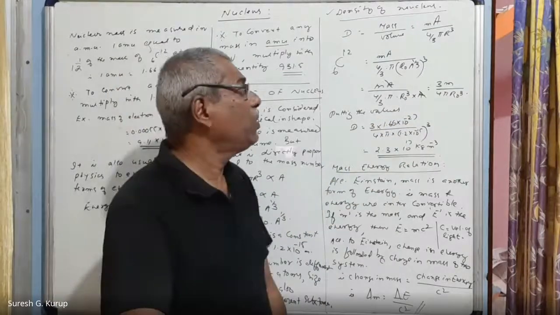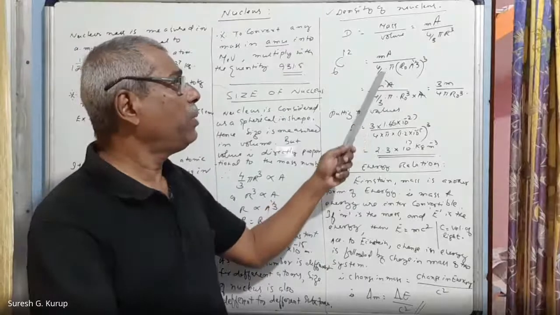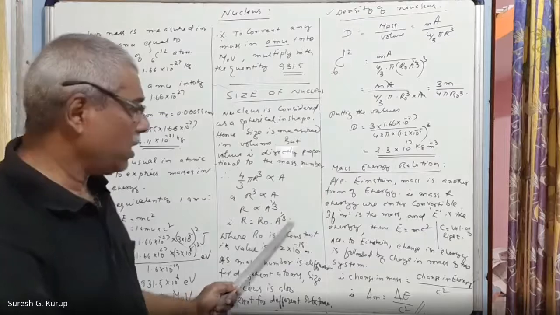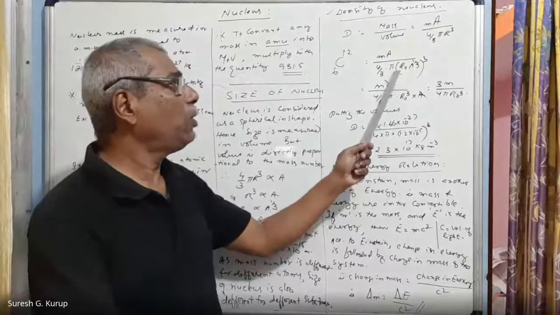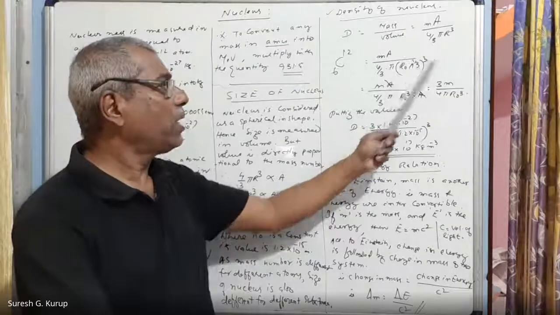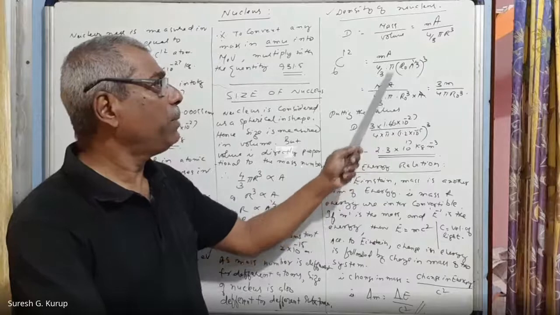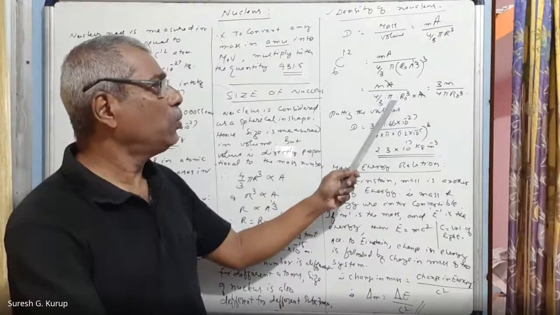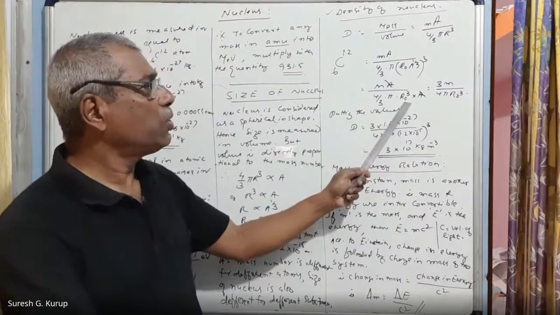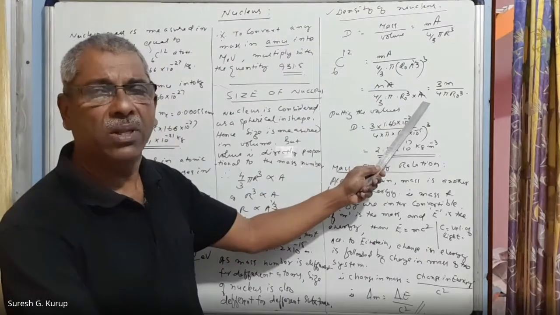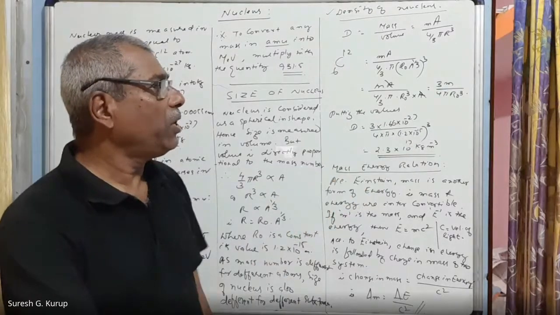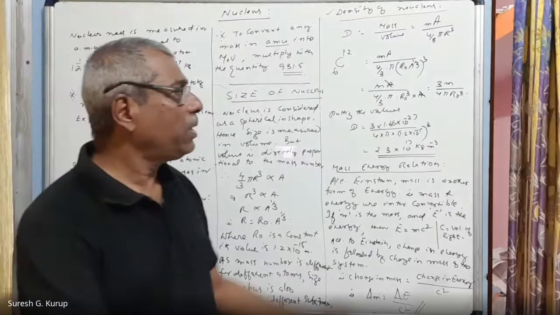Mass per unit volume is equal to MA divided by 4 by 3 pi R cube. Everybody knows that R is equal to R0 into A raised to 1 by 3. Therefore, 4 by 3 pi into R0 A raised to 1 by 3, the whole cube. When the bracket is removed, the power is distributed. You will get R0 cube into A raised to 1 by 3 the whole raised to 3, that is equal to A. A and A cancel. We will get 3M divided by 4 pi R0 cube.